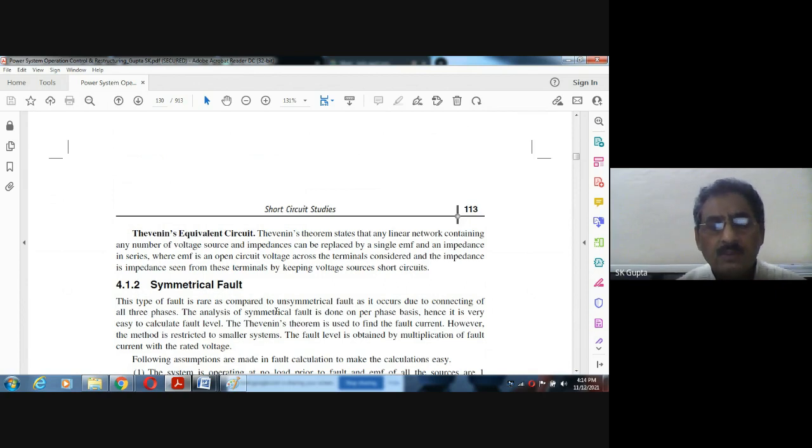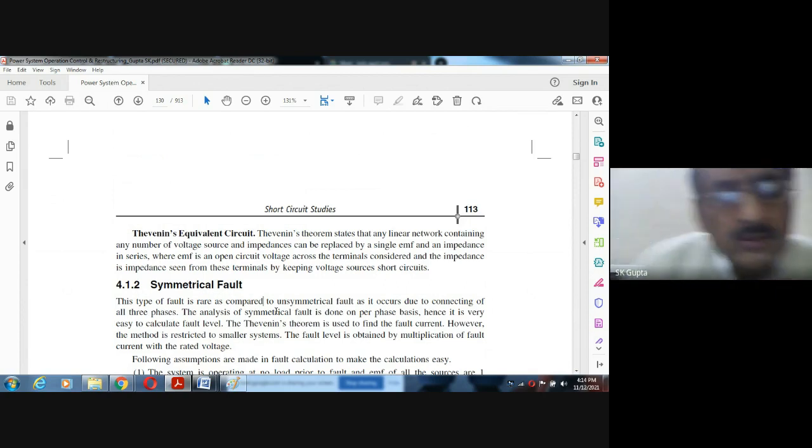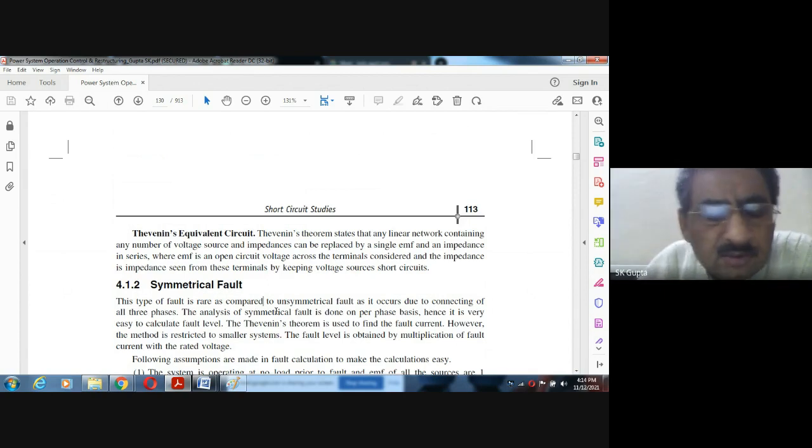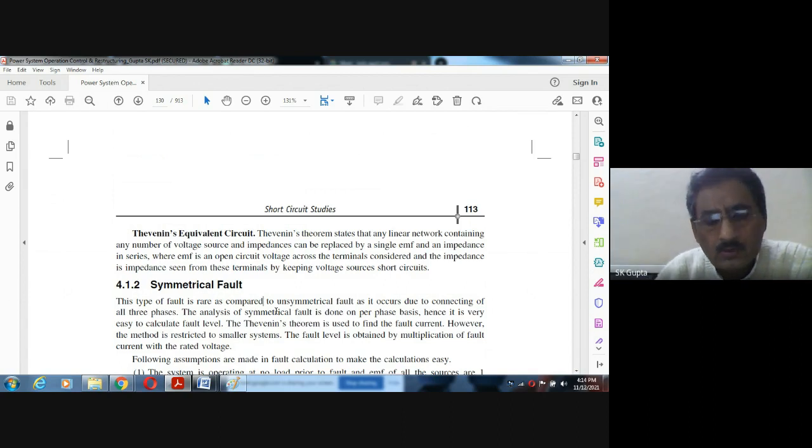In the balanced fault or small system, we convert the whole network across the fault. Across the fault means across the bus on which the fault is, we convert the whole network into the Thevenin's equivalent. Suppose our fault occurs on bus number 4; then, seeing from the fourth bus, we make the Thevenin's equivalent, in which we obtain the Thevenin's impedance and Thevenin's voltage. So we must know what the Thevenin's theorem is.